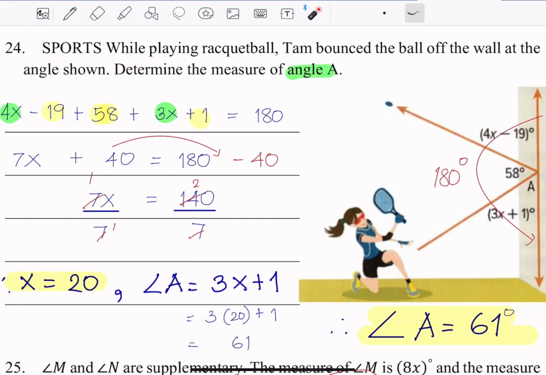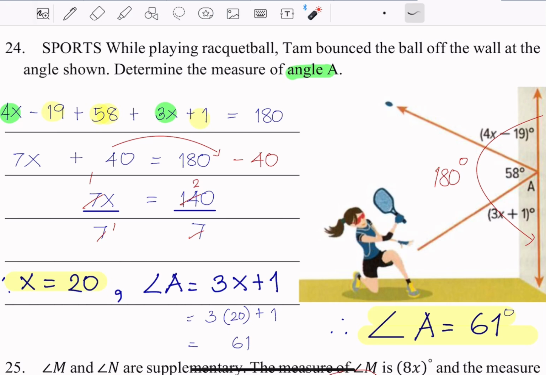Question number 24. Sports. While playing racquetball, Tam bounced the ball off the wall at the angle shown. Determine the measure of angle A. So here you can see there is a straight line. And we know that a straight line is 180 degrees. So meaning all these values are going to be added and is equal to 180 degrees. So 4x minus 19 plus 58 plus 3x plus 1 is equal to 180.